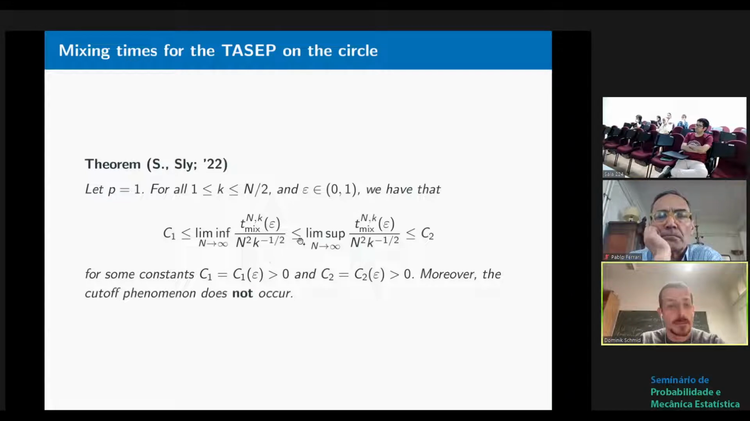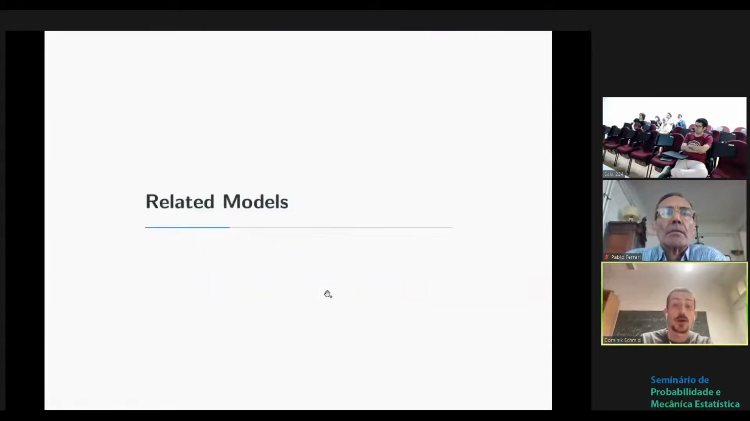So this behavior here is very different from the case p equal to a half. And let me also mention at that point that in general, we believe that for all p not equal to a half, this is actually the behavior of the mixing time which should occur. Okay. So before coming to the proof, let me comment on some related models.